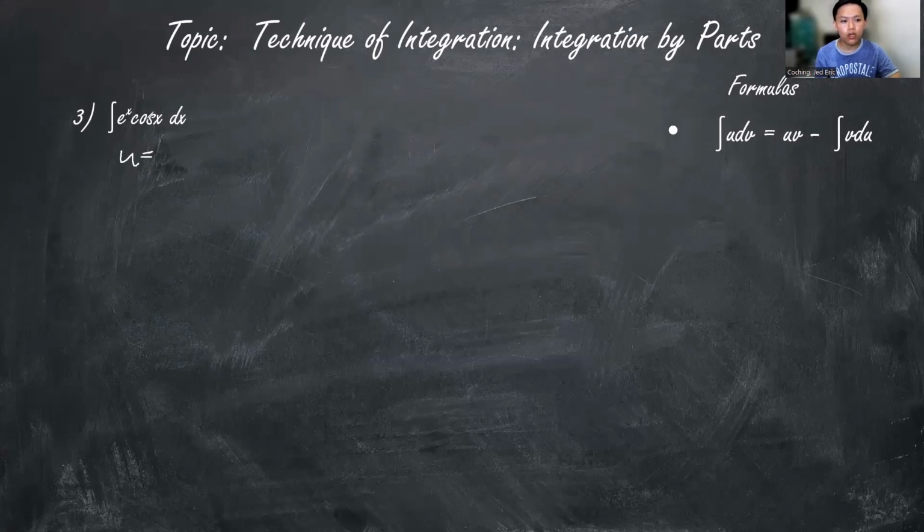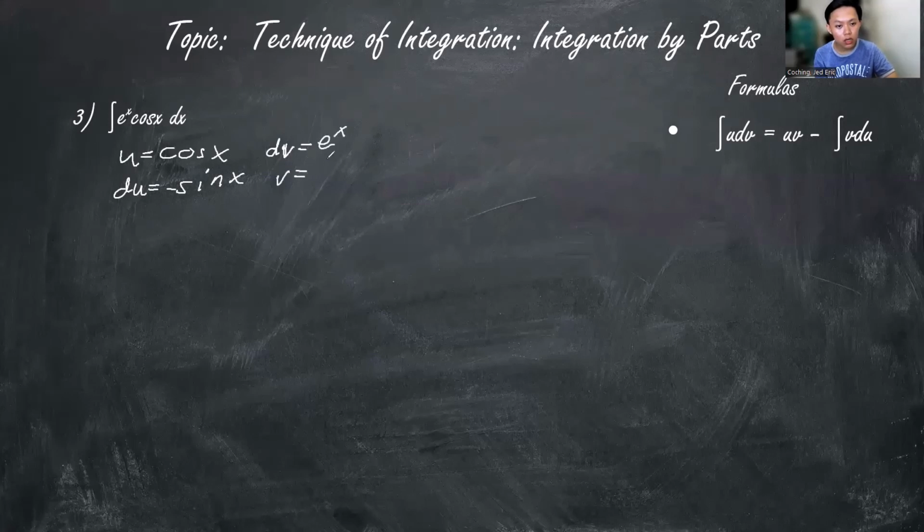So the u in this case is cos x, and the du of this is negative sine x dx, and dv is equals to e raised to x dx, and v is equals to e raised to x.